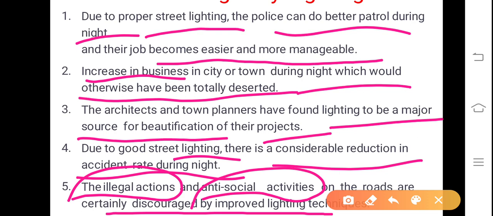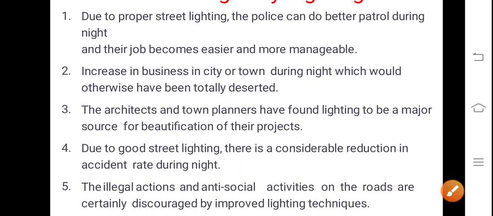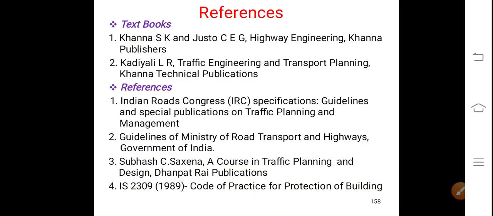In the recent incidents which have taken place in India, especially at Delhi, Hyderabad, that is Telangana, and other places, the antisocial activities and illegal actions on roads or streets are definitely curtailed or discouraged by improving the lighting techniques and system. It has to be implemented. Then automatically such antisocial incidents will be reduced. That is the good benefit of highway lighting.